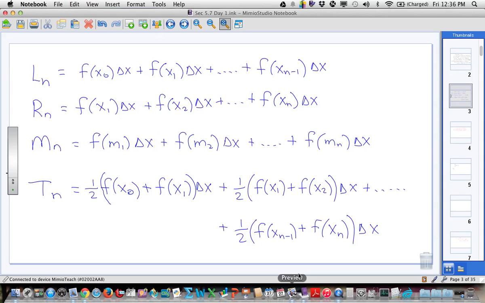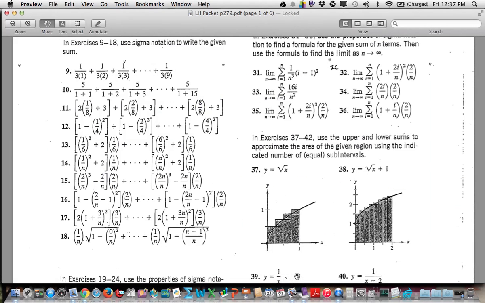We're going to write these out, and then we're going to turn that into a sigma. So we're going to start with an integral, write out some rectangle sums for that integral, and then turn it into a sigma. That's our main objective today. So they'll look like this. So on this one, it was sigma 1 over 3i. Goes from 1 to 9.